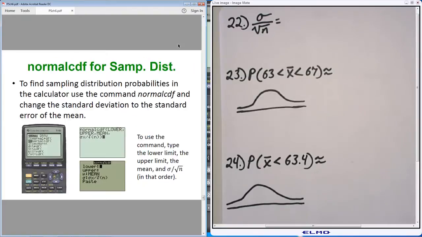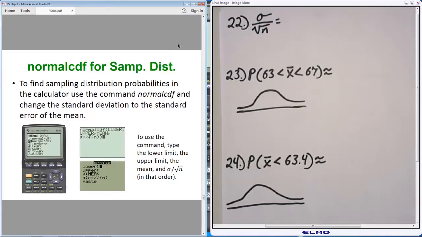Well, to solve these types of problems, we'll use normal CDF from the calculator. Normal CDF can be found in second VARS. Now, we've used this command before for other normal distributions. We have to make one adjustment for a sampling distribution. Because the distribution is skinnier and taller, we have to adjust the spread. That's the standard deviation. So you change the last number that goes into the calculator to the standard error of the mean.